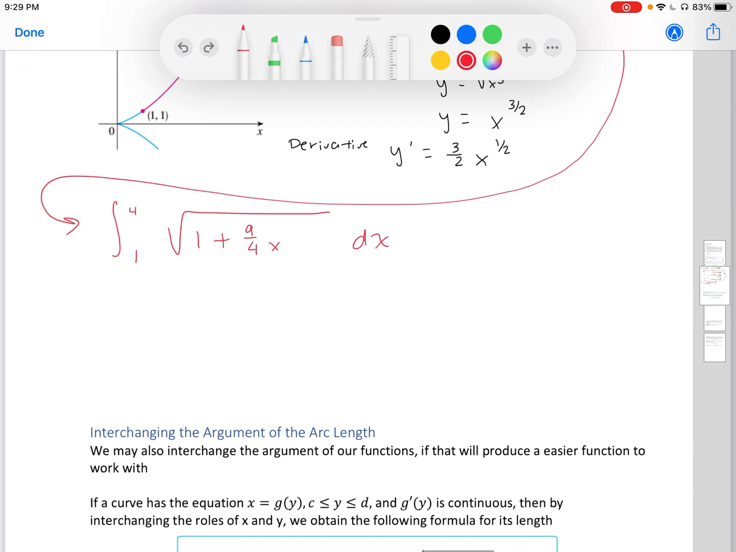We can just go ahead and use our u substitution. So we can let our inside be u. So u is equal to 1 plus 9 over 4 x. Therefore, du will just be 9 over 4 dx.